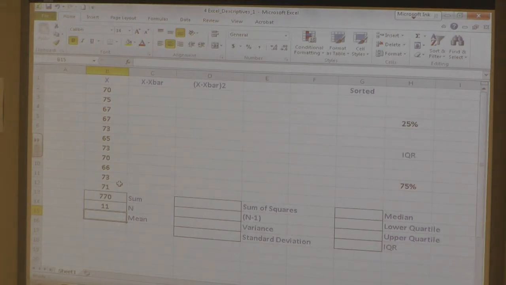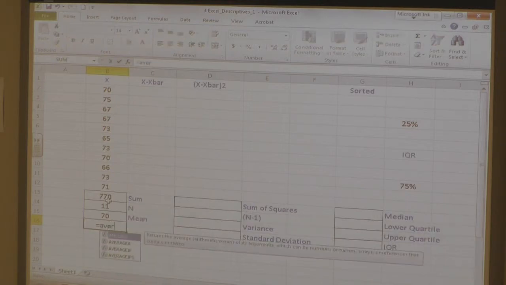Okay, so now if I want to calculate the mean, I'm just going to take the sum. I'm going to put an equal sign in there, take the sum, and divide it by the number of subjects. Okay, which is 11. And the mean is 70. Now we know that if I had wanted to, I could have just put equals AVERAGE, parentheses, and done the same thing and gotten the same value.